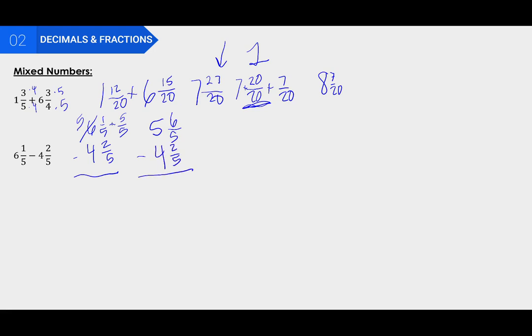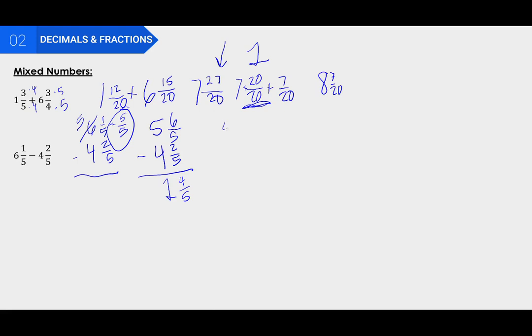Okay, so subtract our fraction parts. That's 4/5. 5 minus 4 is 1. So when you borrow with these, it's important to remember that you're borrowing 1 whole. Whatever the denominator is, you can add that to the numerator when you borrow.